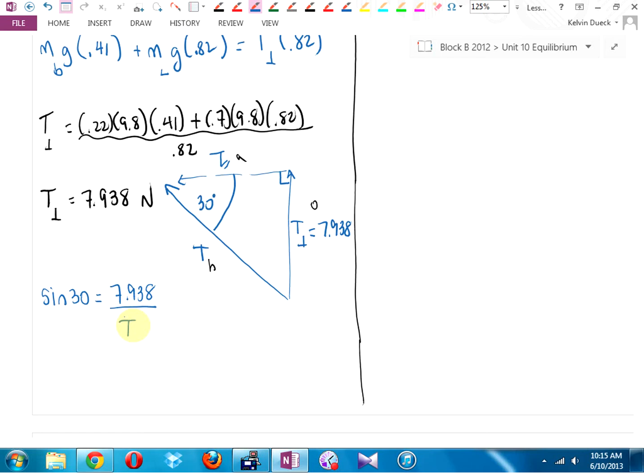So 7.938 divided by sine 30. Most common mistake, because all year long we haven't found the hypotenuse very often. We've almost always been finding a component. So the most common mistake I see is kids go, oh, 7.938 times sine 30. Remember when you cross multiply, things move diagonally. The T would move up there, and the sine 30 would move down there.